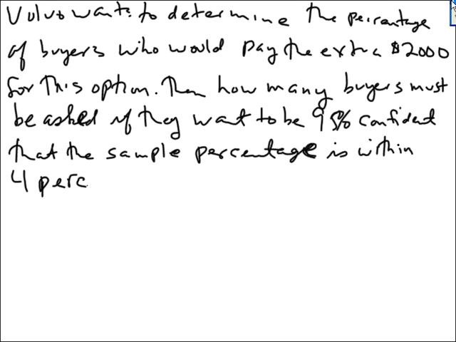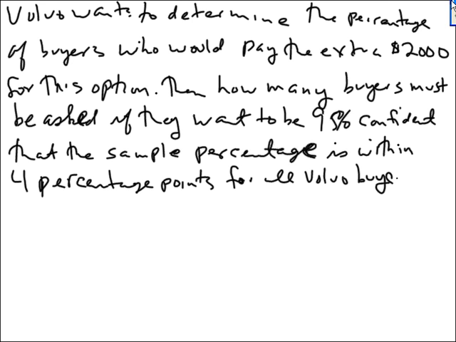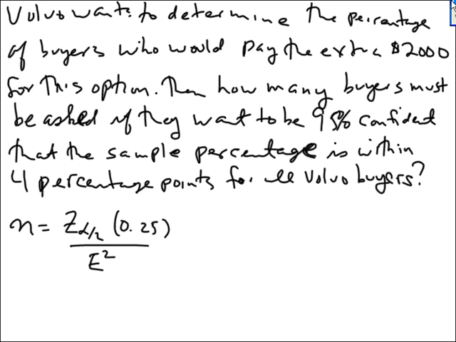You want it to be within 4% of the true population. You want to be within 4 percentage points for all Volvo buyers. So what should n be? How many people should you survey? Once again, you're not given p hat and q hat. So n equals z sub alpha over 2, squared, and instead of times p hat q hat, it's just 0.25, divided by e squared.